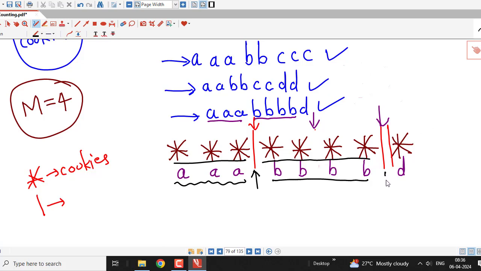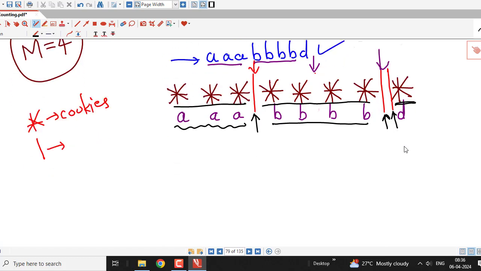Now because I am having a bar here, I have to change the type of cookie from B to C. So after changing from B to C, I am having another bar, so I have to change the cookie from C to D. So there is no cookie of type C, I have to write D here. So now by changing the position of these bars, we can write different combinations.